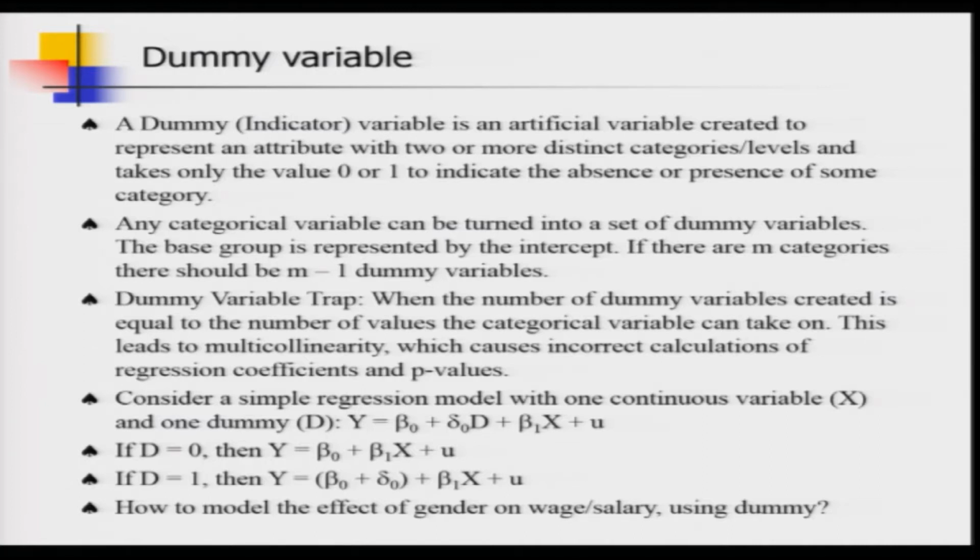A dummy, also called an indicator variable, is an artificial variable created to represent an attribute with 2 or more distinct categories or levels, and it takes only values 0 and 1 to indicate the absence or presence of some category. Basically, from this definition you can see a couple of features of dummy variables. First of all, it represents a qualitative variable or attribute, and it is itself a binary or dichotomous variable taking two values, 0 and 1.